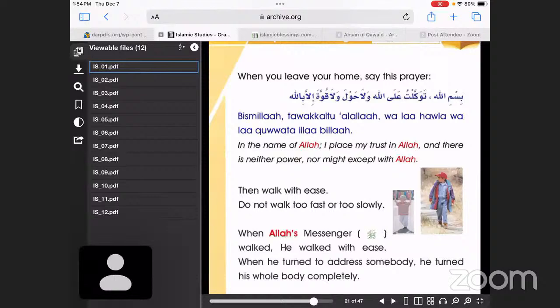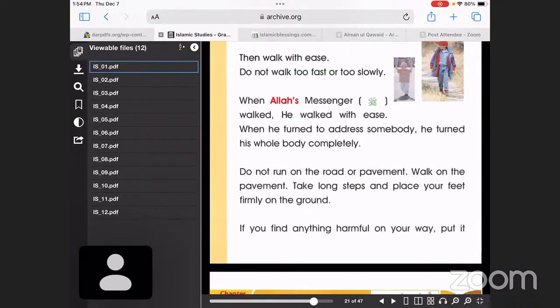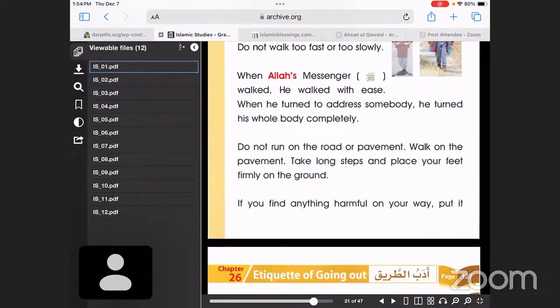We should walk on the side of the road or on the pavement. We shouldn't run or walk very fast, or walk too slowly, so that we don't bother others. And Allah's Messenger, when the Prophet Sallallahu Alaihi Wasallam walked, he walked very easily. If somebody called him, he would turn his body completely. Okay, do not run.